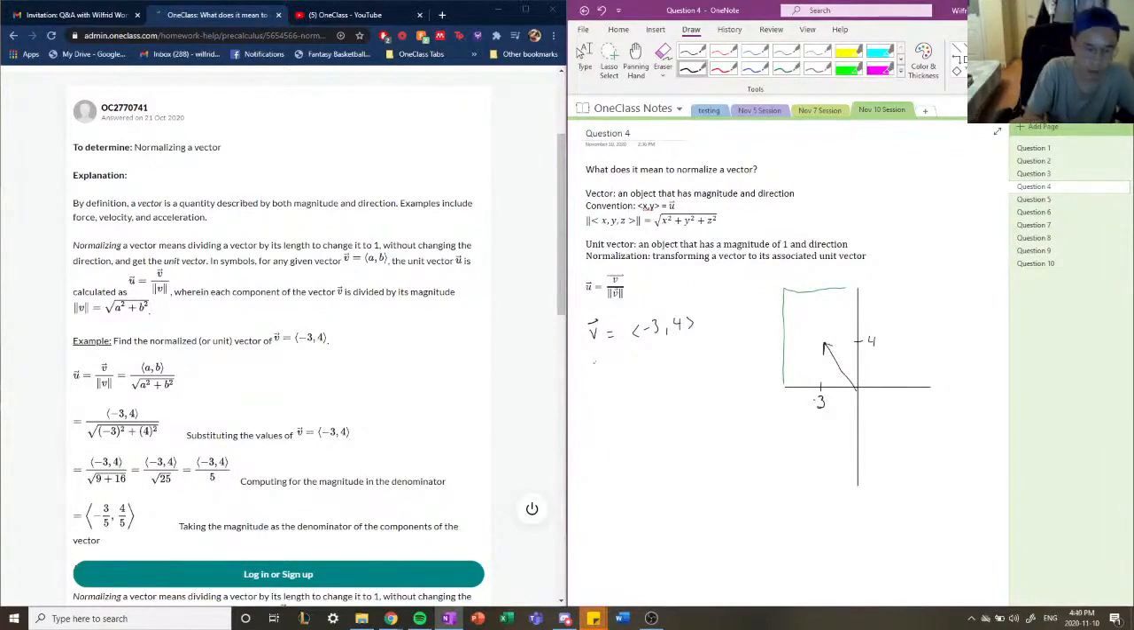Let's say we want to normalize this vector. We're going to set unit vector u equals vector v divided by the magnitude of v. We know what our vector v is. And what is the magnitude? The magnitude is going to be the square root of 3 squared plus 4 squared, which equals 9 plus 16 equals 25. The root of 25 is 5.